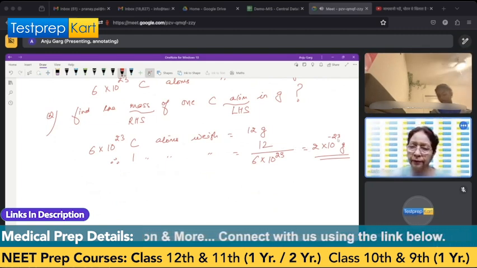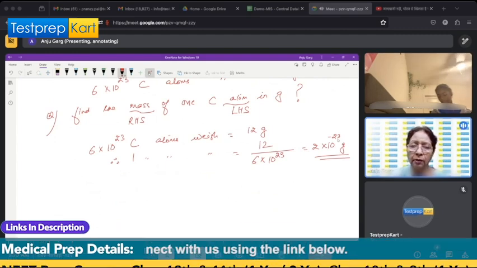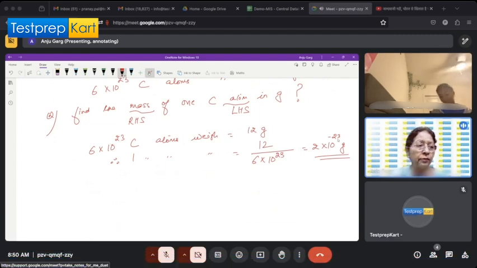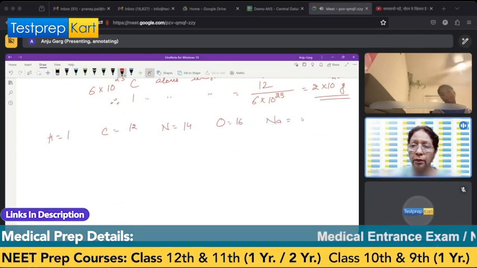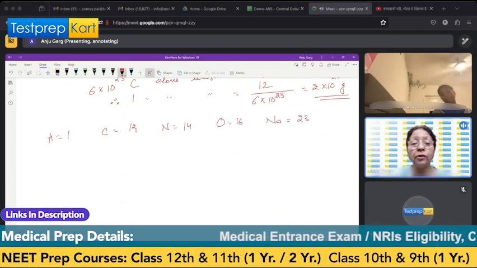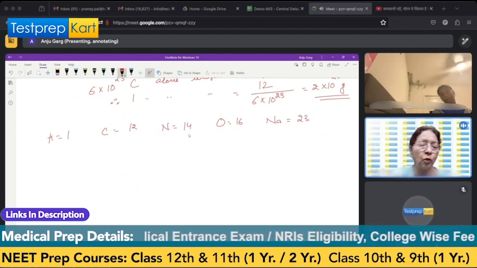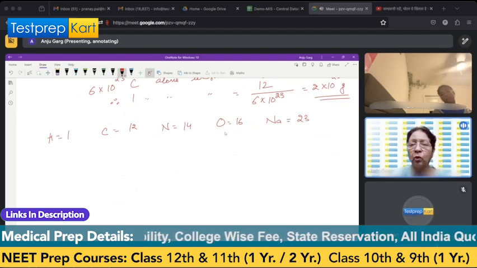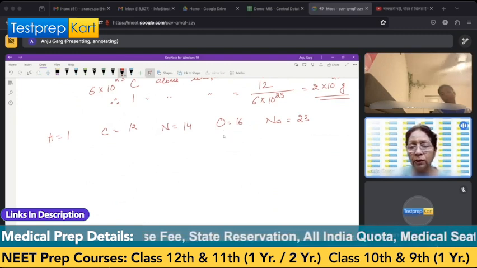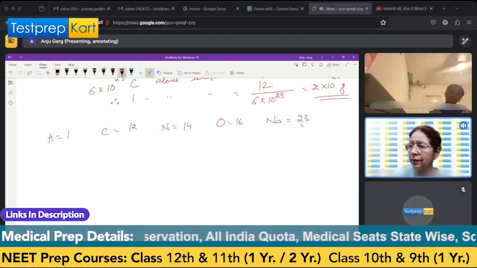So any problem up till now? All different elements will have different atomic masses. Suppose carbon is given to be 12, nitrogen is given to be 14, oxygen is 16, and sodium is given to be 23. That means 1 mole of carbon will weigh 12 grams. 1 mole of nitrogen weighs 14 grams. 1 mole of oxygen will weigh 16 grams, and 1 mole will have Avogadro's number of atoms also, na? 1 mole of sodium weighs 23 grams and contains Avogadro's number of atoms.